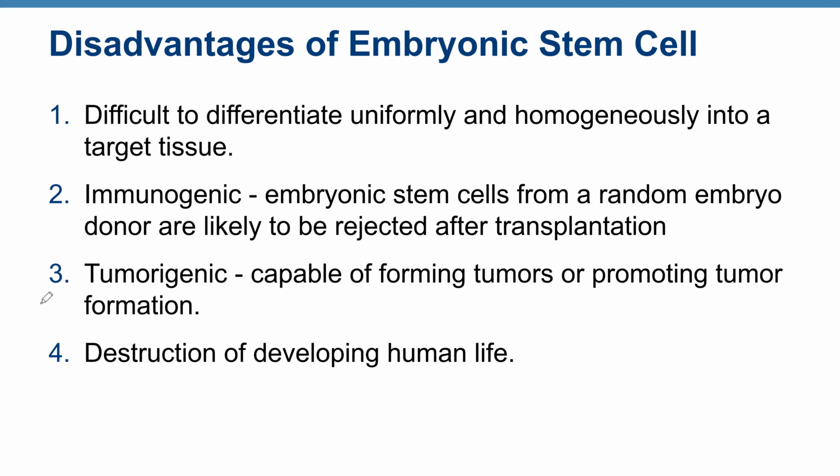Tumorigenic means they're capable of forming tumors or promoting tumor formation. And of course, another disadvantage is disruption of developing human life. So we just mentioned that, yes, we use embryonic stem cells that were formed in the laboratory, in vitro, but still, if you have an egg fertilized by sperm, that is potential human life. So some people, or many people, I would say, have some problems with it, and they're not sure if this is what we should do. So that's a disadvantage.